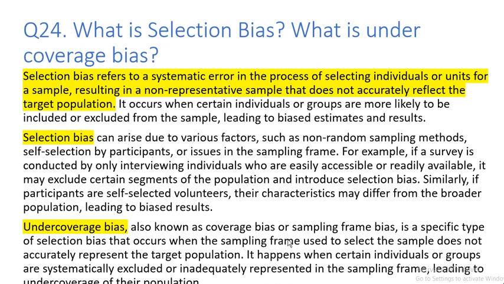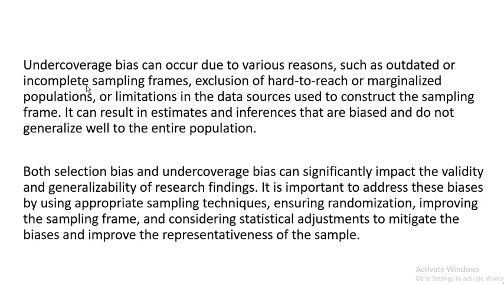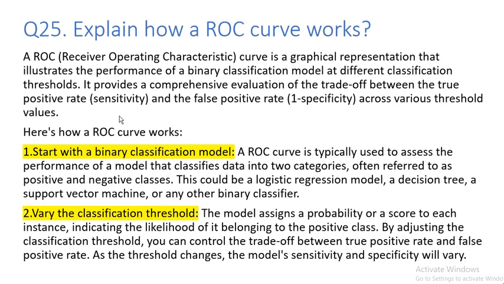Undercoverage bias, also known as coverage bias or sampling frame bias, is a specific type of selection bias that occurs when the sampling frame used to select the sample does not accurately represent the target population. It happens when certain individuals or groups are systematically excluded or inadequately represented in the sampling frame, leading to undercoverage of that population. Undercoverage bias can occur due to various reasons such as outdated or incomplete sampling frames, exclusion of hard to reach or marginalized populations, or limitations in the data sources used to construct the sampling frame. It can result in estimates and inferences that are biased and do not generalize.